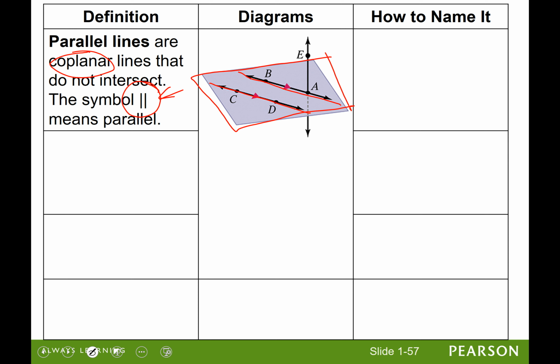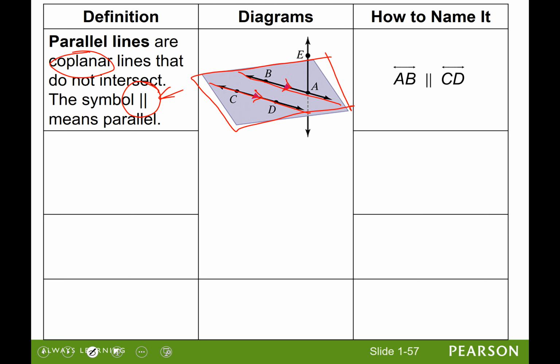Now the geometric code that will allow you to say, yes, those two lines are parallel, are these red arrows right here. Sometimes it'll be a single arrow. If single arrow is already used, it'll go up to a double arrow. But regardless, the arrows are what allow you to say, okay, yes, those two lines are parallel.